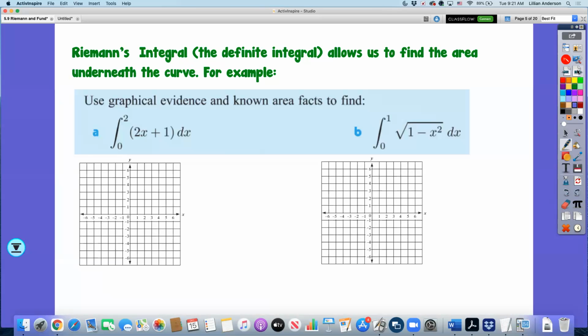What we're going to do is essentially find the exact area, but we're going to do it using what we know about the area of different geometrical shapes. So the integral from 0 to 2 of 2x minus 1 dx. 2x, not minus 1, 2x plus 1.